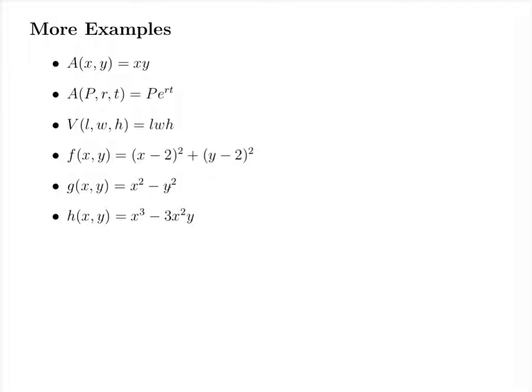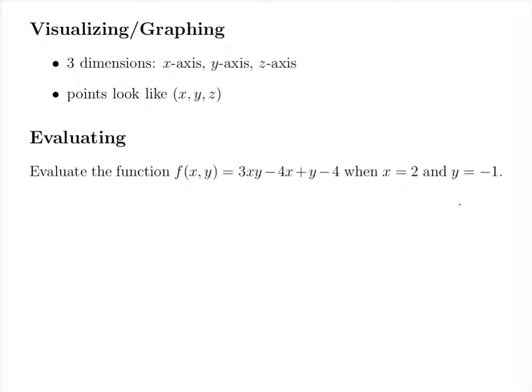And maybe we'll look later at what these graphs actually look like to try and visualize these. When we're visualizing them, we're going to have three dimensions. We have an x-axis that normally is drawn like this, a y-axis that's normally drawn this way, and a z-axis that's normally vertical.